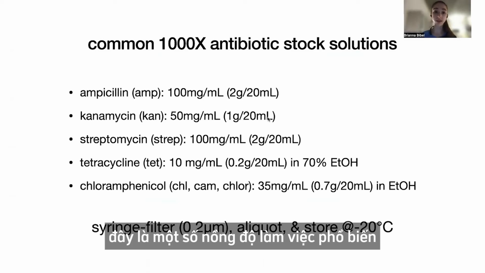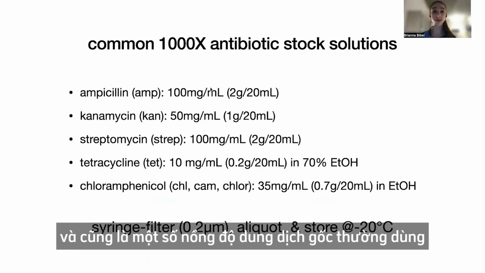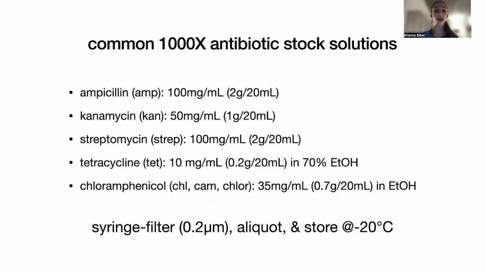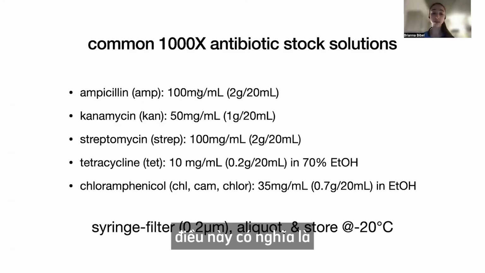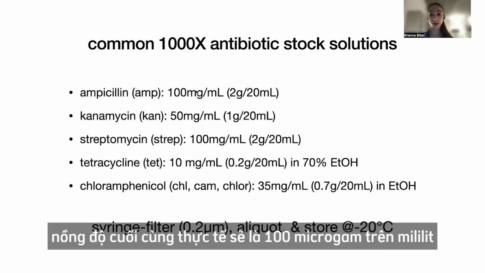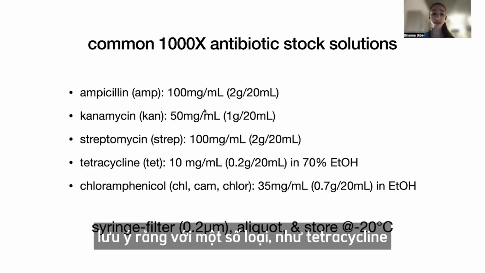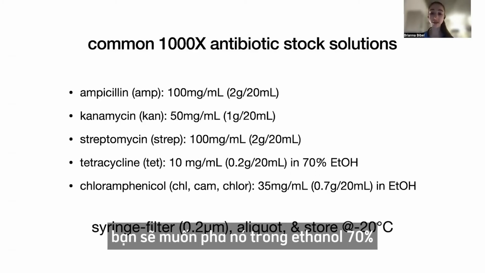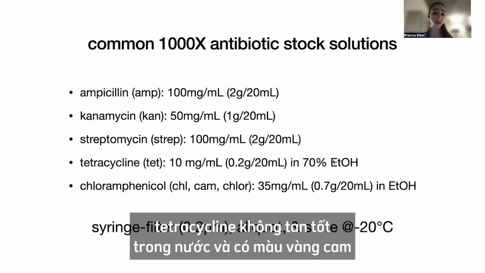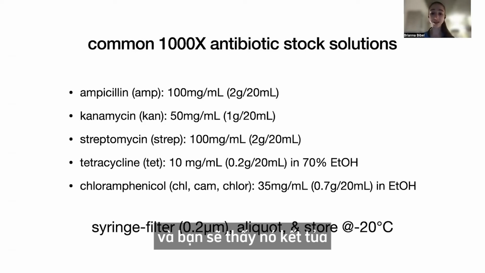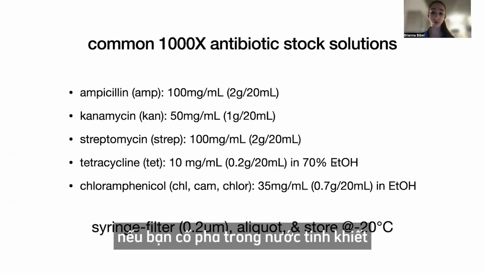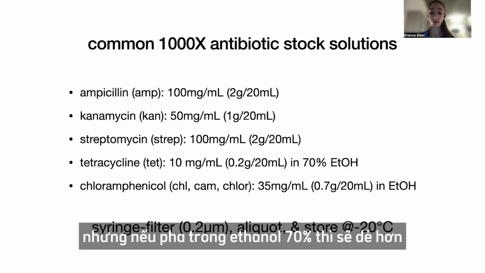These are some of the common stock concentrations that we use for these various antibiotics. Like 100 mg per mL. This is 1,000-fold, so it would really be 100 micrograms per milliliter in terms of your final concentration. Note that for some of these, like tetracycline, you're going to want to make it in 70% ethanol. Tetracycline does not want to dissolve very well. It's also all orangey. You'll see it precipitate out if you try to make it in just pure water, but if you make it in 70% ethanol, you'll have more luck.